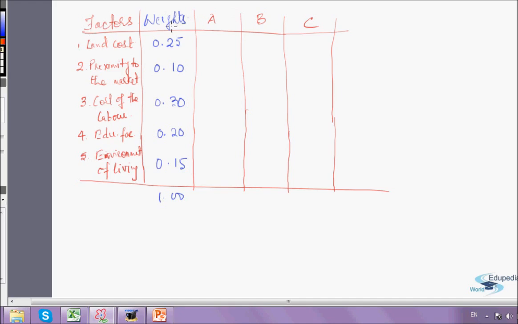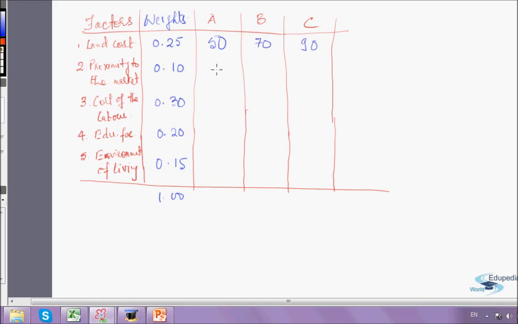This was the first step. Now we have assigned the weights for each of these factors. Next, I need to rate all of these locations based on these factors. Let's say the cost of the land is very high in the first place, so it's not suitable for us. So let's give a score of say 50. This is better than that, so let's say this is 70. This is the best, so let's say this has a cost value of 90.